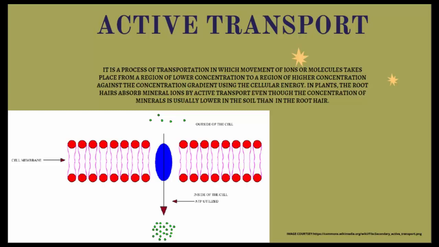Mainly mineral ions are absorbed or taken inside the cell by this process of active transport. When the concentration of mineral ions is usually lower in the soil than in the root cell, still the root cells are trying to get more of the mineral ions from the soil, then it has to utilize its own energy, that is ATP, and then it is said to be doing active transport to get those mineral ions inside the cell.